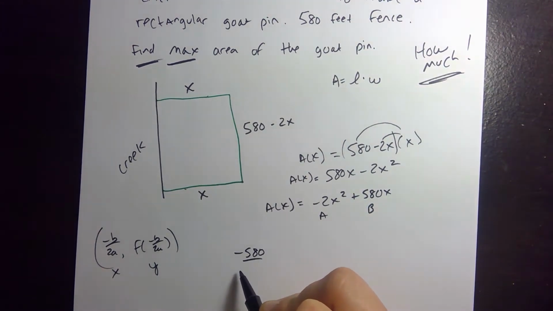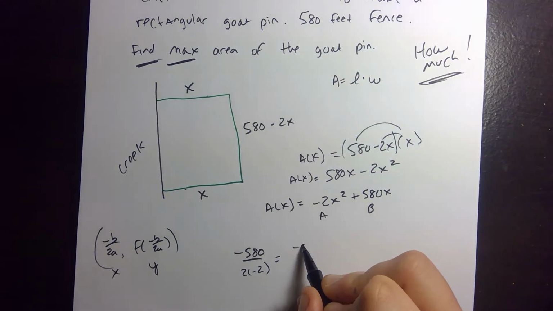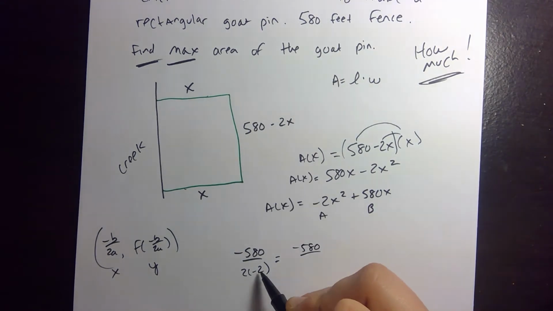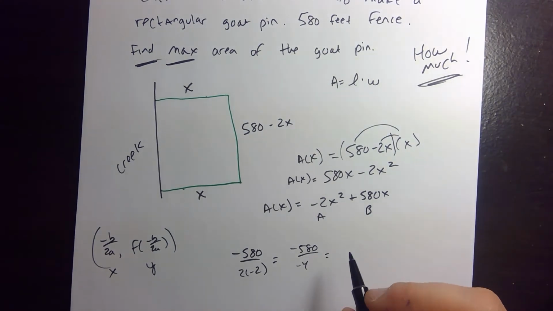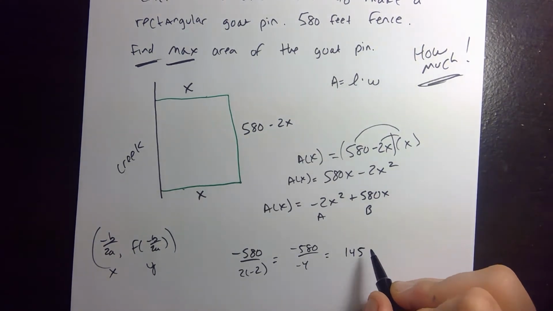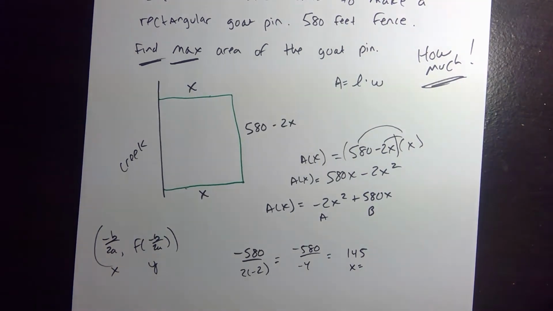I'm going to divide that by 2 times negative 2. And so again, I leave the top alone, negative 580. When I multiply this, I'm going to get negative 4. When I actually do this division, negative 580 divided by negative 4, that's going to give me 145. So what I know is that x is equal to 145, which is wonderful.